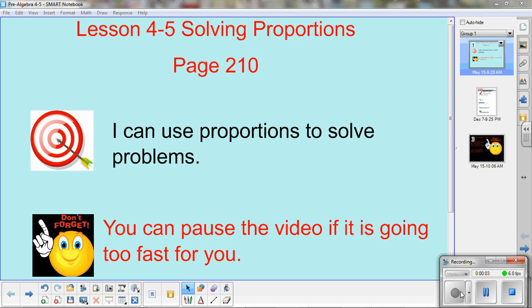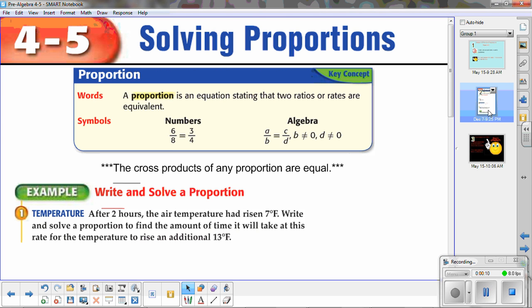In Lesson 4.5, Solving Proportions, you will be using proportions to solve problems. A proportion is an equation stating that two ratios or rates are equivalent. For example, 6/8 is equal to 3/4.